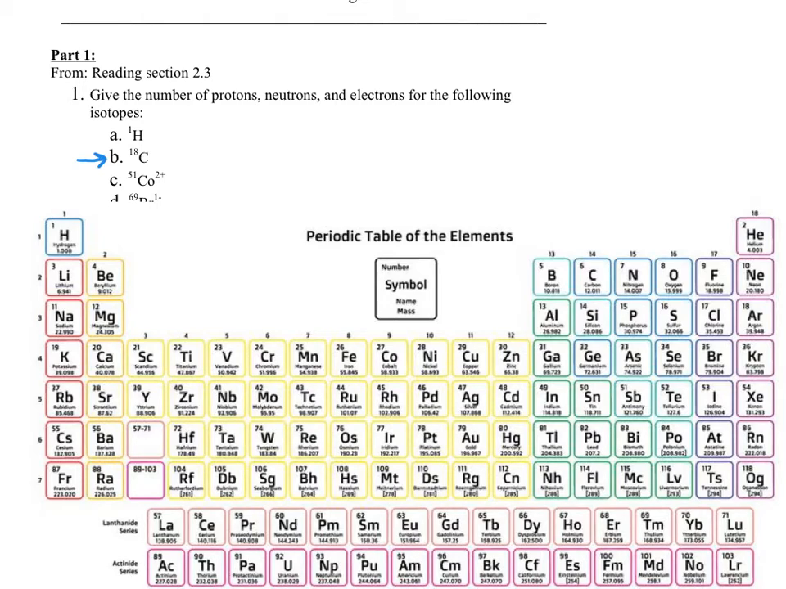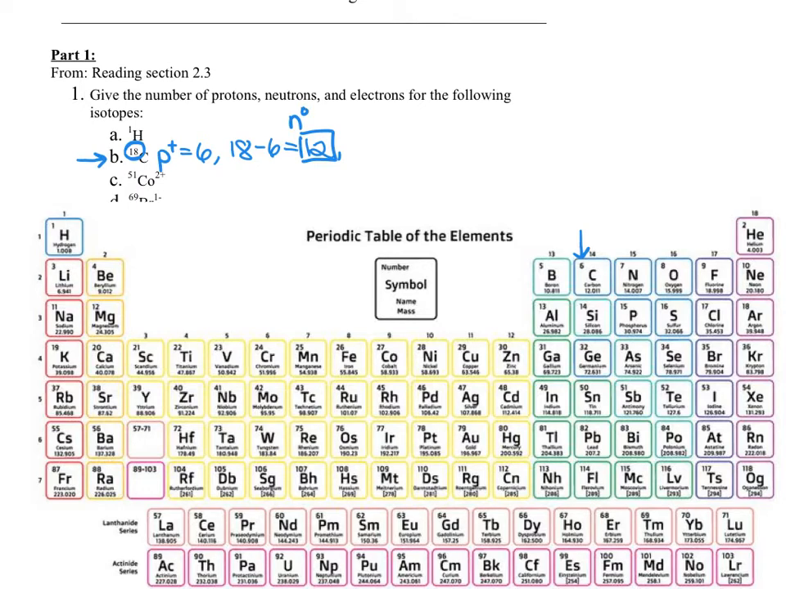So when it asks for the number of protons, what that's asking for is that number right here at the top. So the number of protons is equal to 6. The number of neutrons for C18 is taken first from this number. This is the mass number, and you subtract the number of protons from that. So 18 minus 6 gives you the number of neutrons, which will be 12. Okay, that's the answer for neutrons.